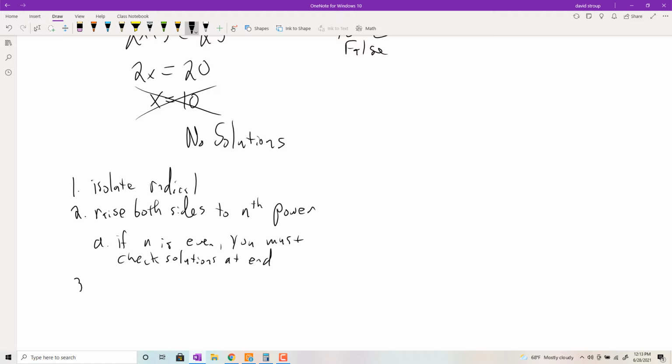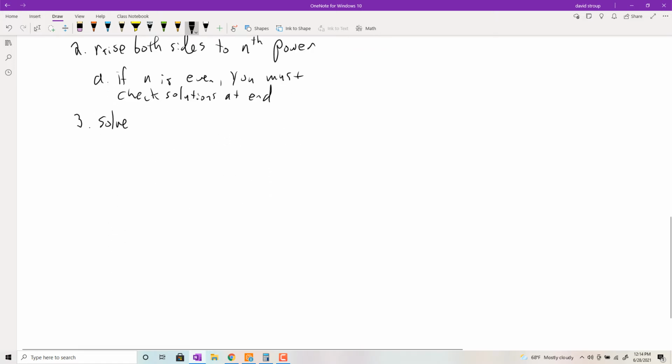Okay. And then thirdly, of course, once you've raised both sides, hopefully you'll be able to solve. If not, you may have to raise both sides to a power again, but we'll see how that works here in the future. Okay. So anyways, here's number 12.